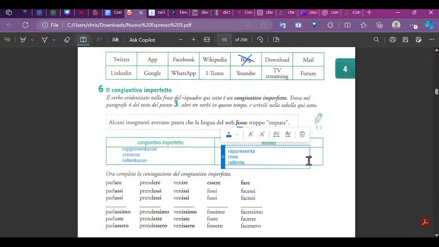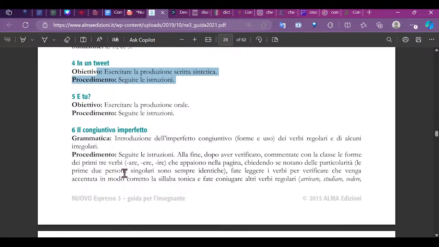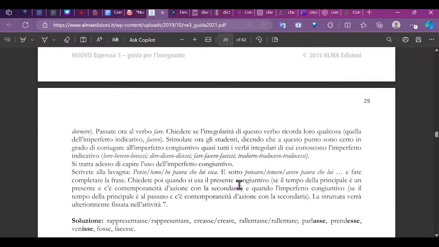You see how the congiuntivo imperfetto is made from the infinito plus SSE. Wow, that's pretty cool. Have I gotten it right? Let me check. I can't believe it's that easy. Wow, okay. Uso fare, faccio, fa, posso, va, ok, facessi. Oh, that's cool.